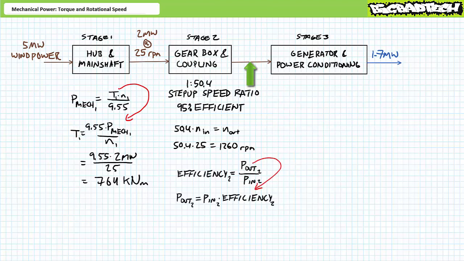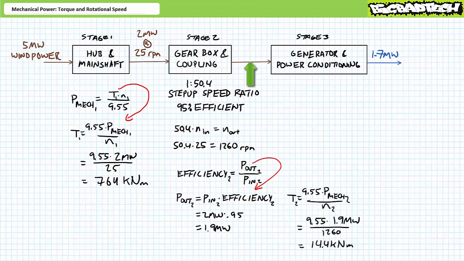Efficiency is equal to output over input. An algebraic manipulation of the efficiency formula, solving for output, demonstrates that output is equal to input times efficiency. Substituting in our given values demonstrates the gearbox successfully transfers 1.9 megawatts of usable mechanical power to the generator. Given known speed and known mechanical power, we can substitute these given values into an algebraic manipulation of the mechanical power formula, solving for torque, which demonstrates the high-speed shaft exerts roughly 14.4 kilonewton meters of torque.